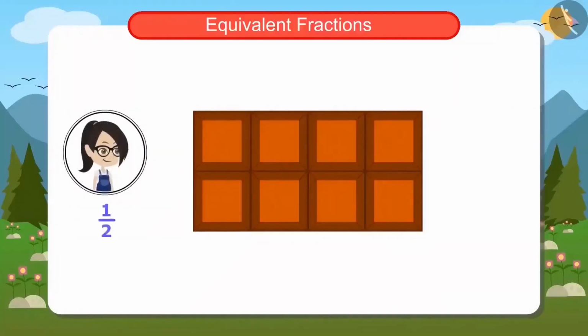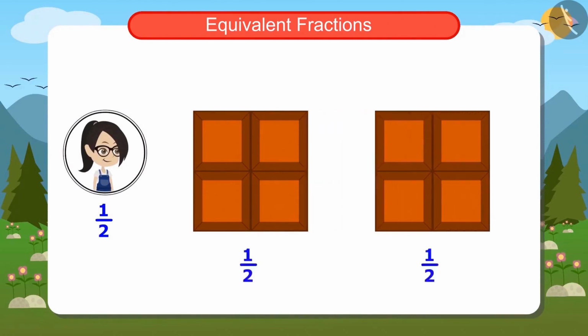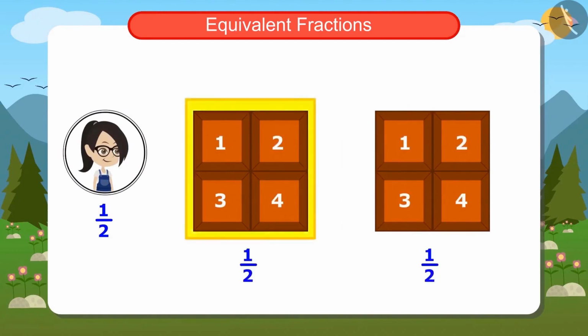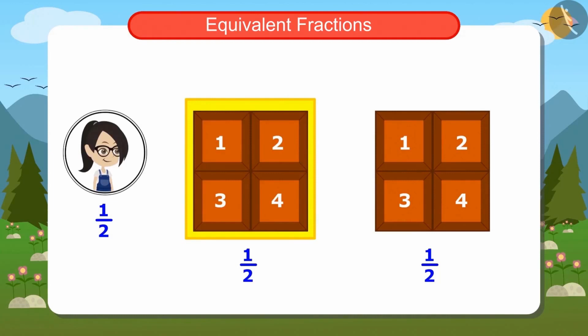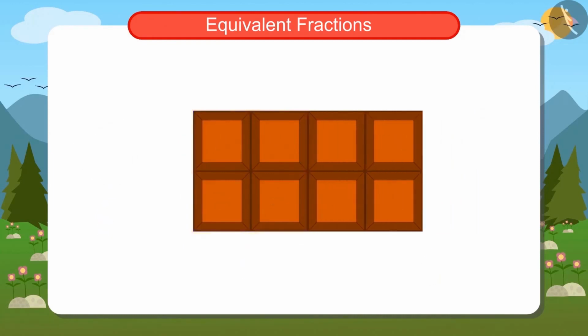Auntie said that you will take 1/2 of it. 1/2 means 1 of 2 equal parts of the chocolate. By dividing this chocolate into 2 equal parts, you will get 4 pieces in each part. And you will get 1 part, that is, you will get 4 pieces of this chocolate. I will get 4 pieces of this chocolate. Now we have to see how many pieces you will get from this chocolate.